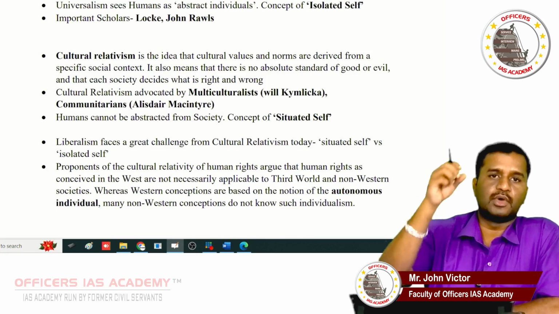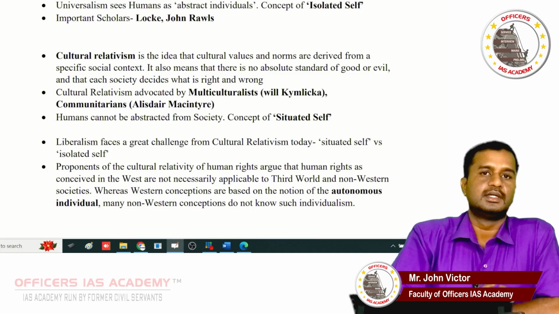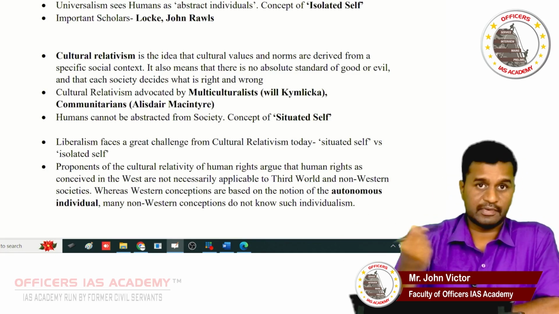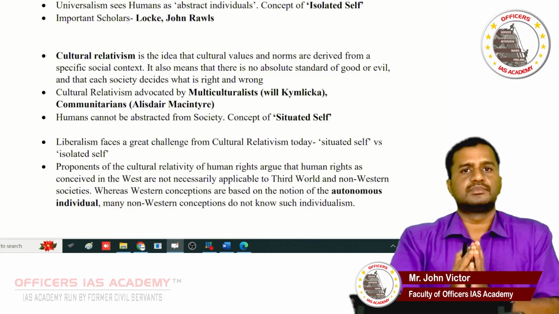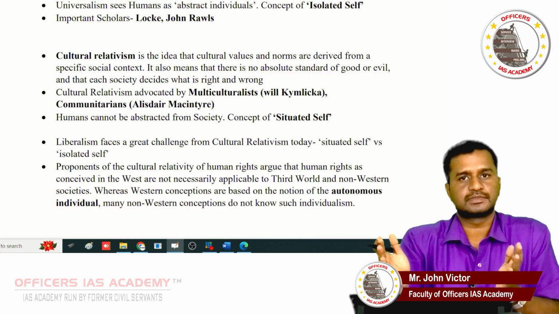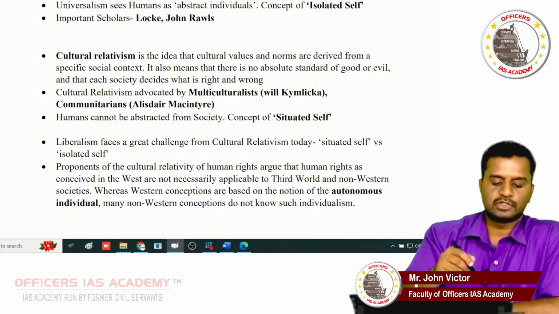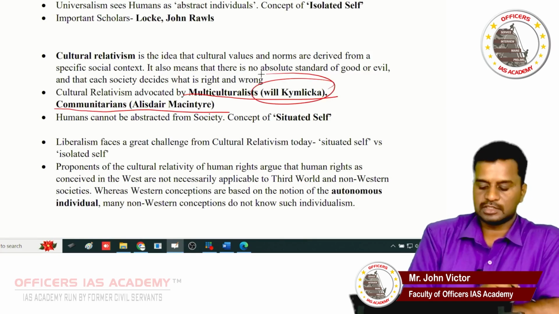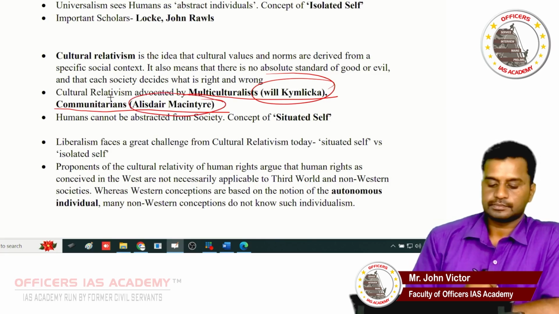This is cultural relativism. At one point in time, the society accepted a particular norm. In the current context, we don't accept that norm. We accept another norm, which is equality. Right? So, culture decides the norm. This varies across time and space. This is cultural relativism. The ideologies associated are multiculturalism and communitarianism, Will Kymlicka under multiculturalism, Alasdair MacIntyre under communitarianism.